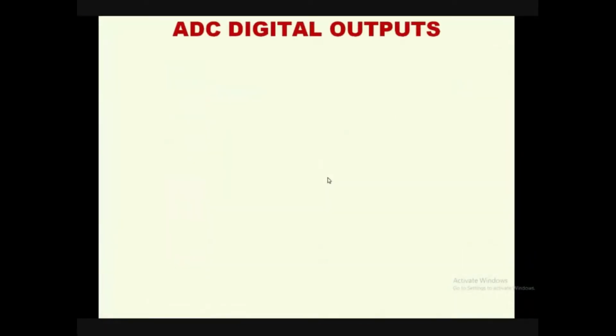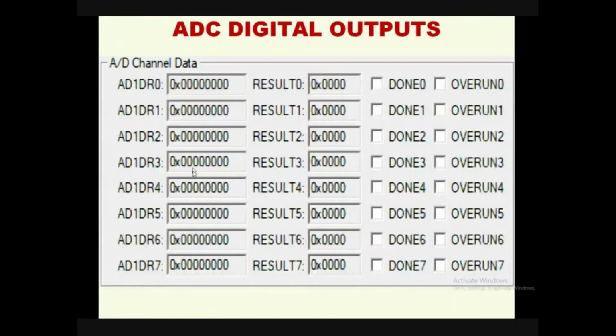So this is the result register, right? This is the result register that you call the data register. So there are 8 channels. Say for example, this is the screenshot of the ADC1 result register, where ADC1's data register 0. The analog to digital converted value of channel 0 of ADC1 will be available in this 32-bit register.